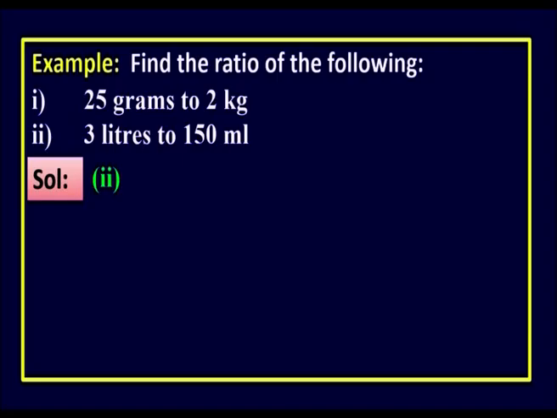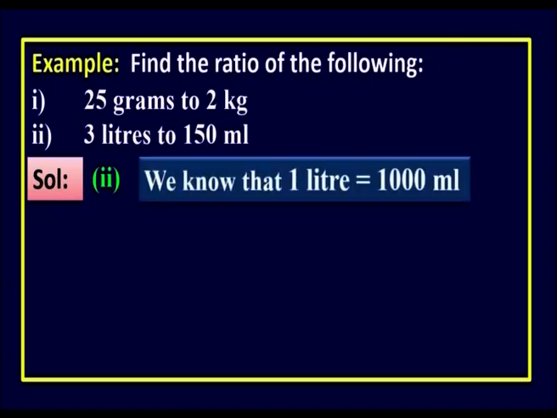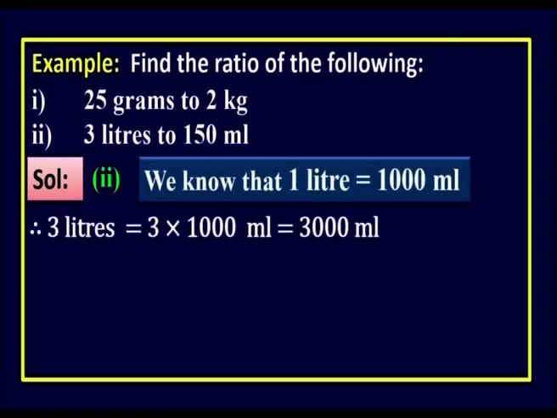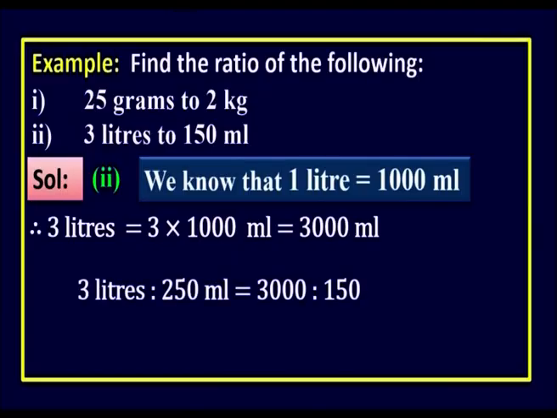So, here also if you notice, children, this part is in liters, whereas here this is in milliliters. Again, both are in different units. So, first we need to convert them into same units. And we know that 1 liter is 1000 ml. So, 3 liters becomes 3000 milliliters. Now, let us find out the ratio of 3 liters is to 150 ml. That is 3000 is to 150.